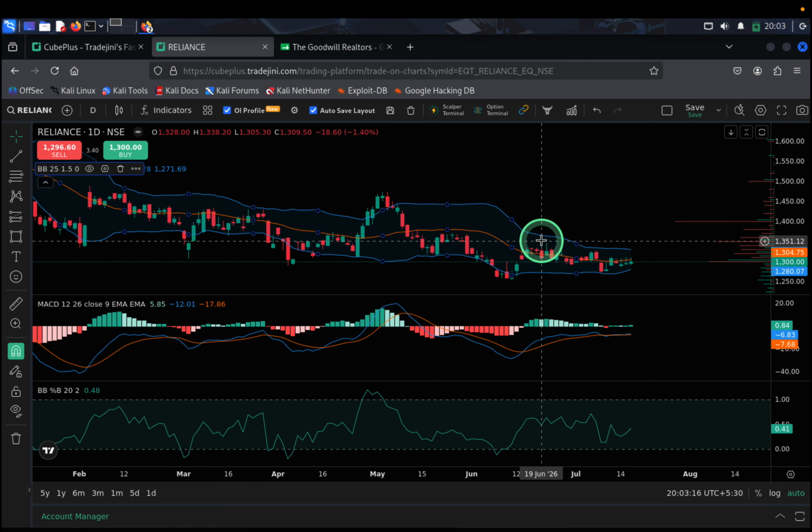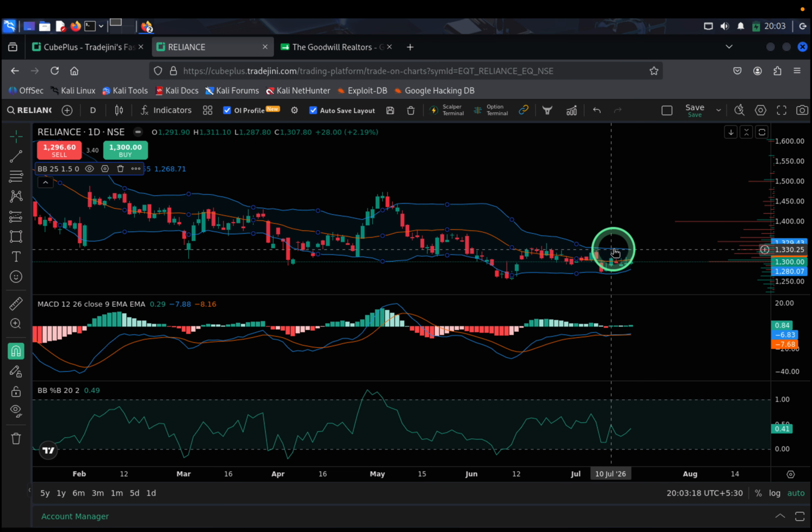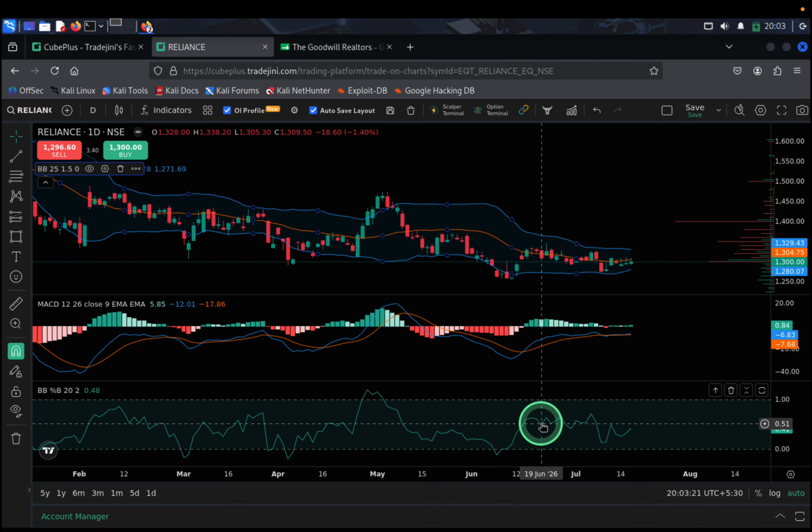You can clearly see the Bollinger Band is forming a narrow range, and this is also in a narrow range.